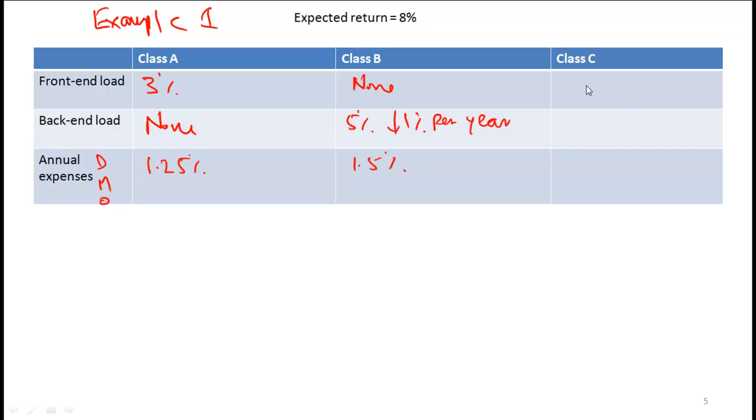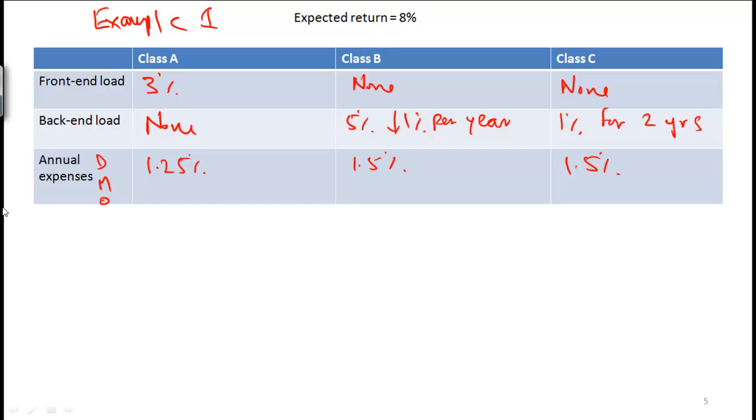For class C shares, again there is no front end load, but there is a back end load of 1% for the first 2 years. That means that if you withdraw after 3 years, then there is no fee, and the annual expenses here are 1.5%.